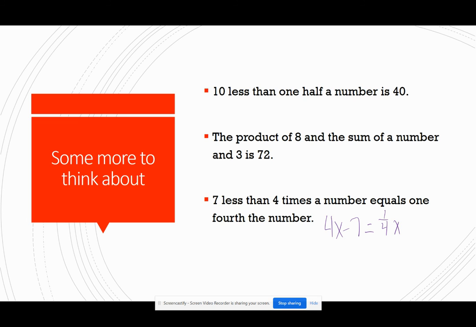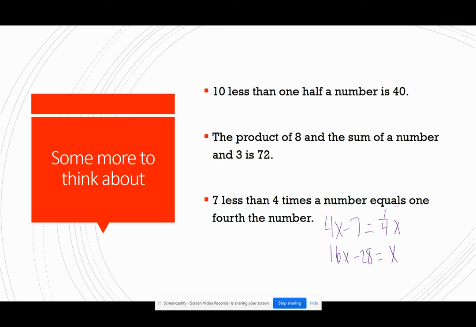So what I gave you a little hint of is multiply everything by 4. So we get rid of that fraction and we can keep going. So I'm going to multiply this by 4. So 1/4 times 4 is x. This by 4, 4 times 4 is 16x. This by 4 is negative 28.